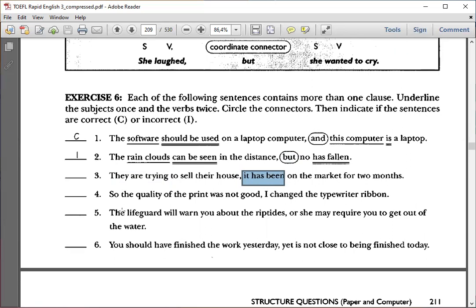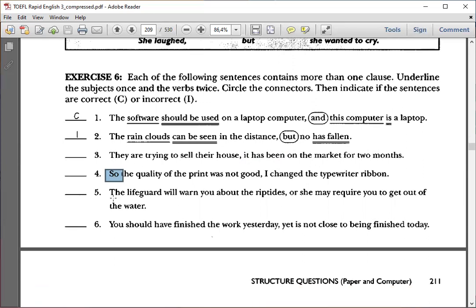Now let's go to number 4. The quality of the print was not good. I changed the typewriter ribbon. Is it correct having the connector in front here? No. A connector means in the middle. This is not adverbial, so you have to have the connector over here, or you change the position. I changed the typewriter ribbon, comma, so the quality of the print was not good. I think number 4 is the incorrect one.